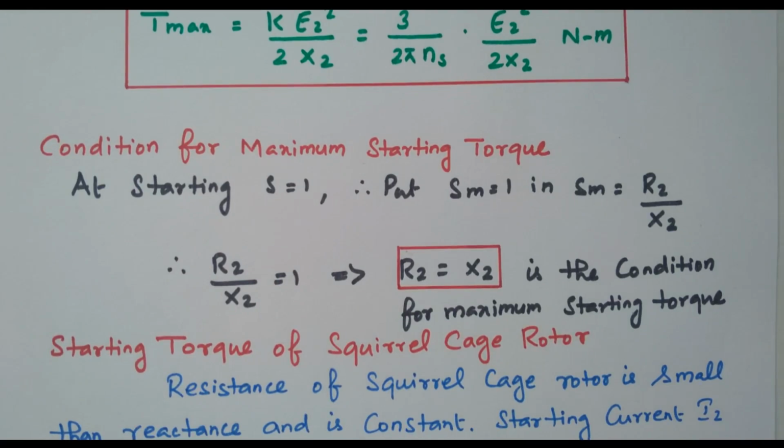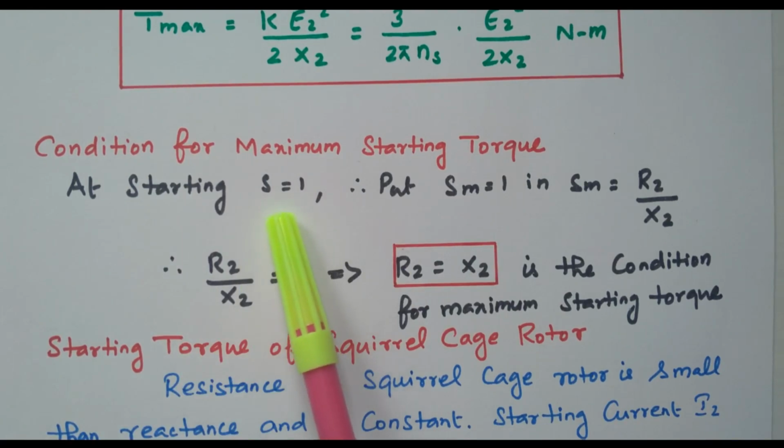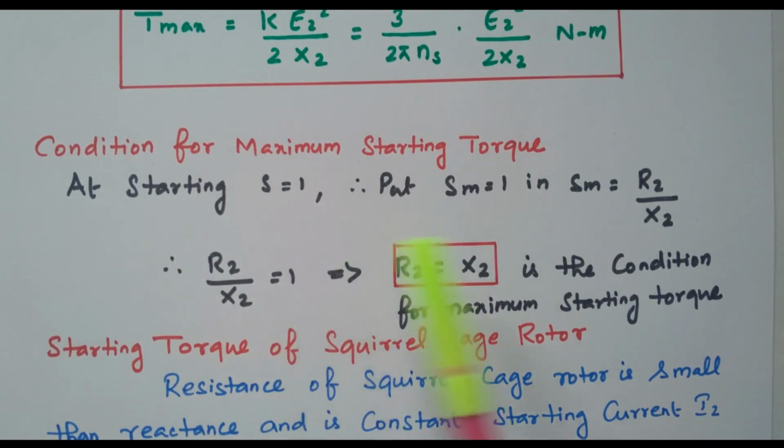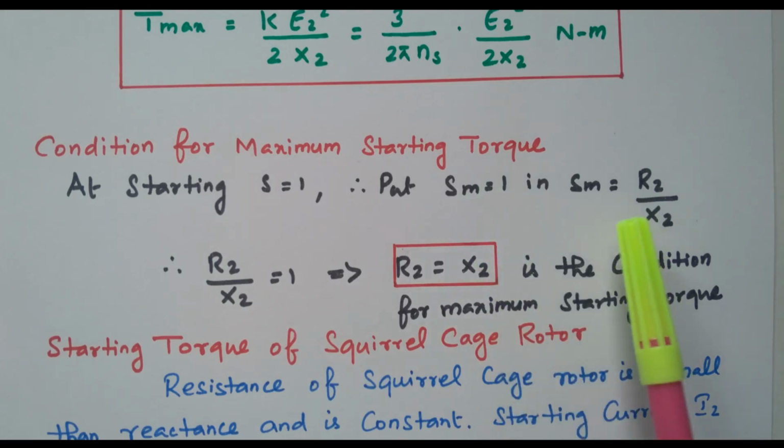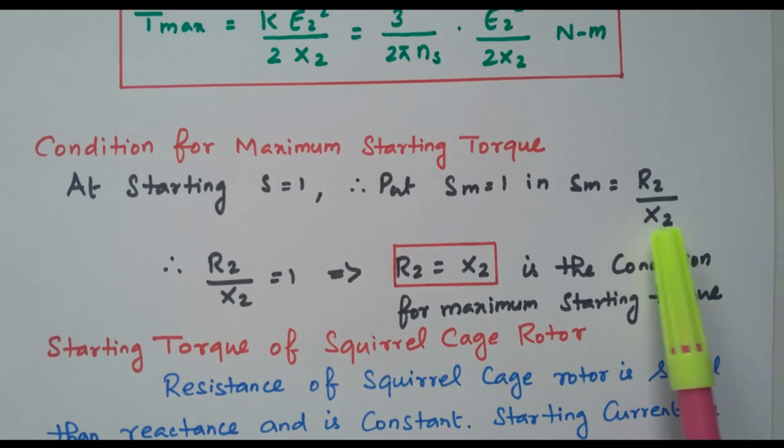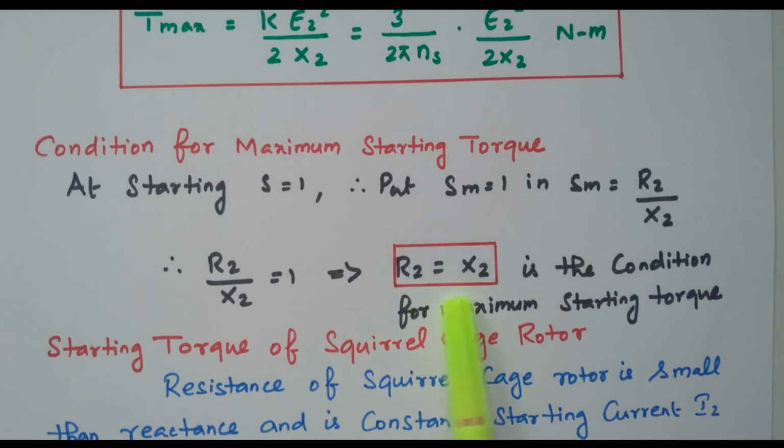Now we will see the condition for maximum starting torque. We already discussed the maximum torque, now it is the maximum starting torque. At the starting, the slip equal to 1, that is Sm equal to 1. For the condition Sm equal to R2 by x2, if Sm equal to 1, what will happen? R2 by x2 equal to 1, so that R2 equal to x2. So the condition for maximum starting torque is R2 is equal to x2. The resistance of rotor and reactance of the rotor should be equal, right. We get this condition by substituting S equal to 1, because at the starting slip equal to 1.